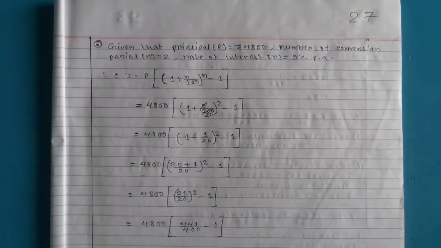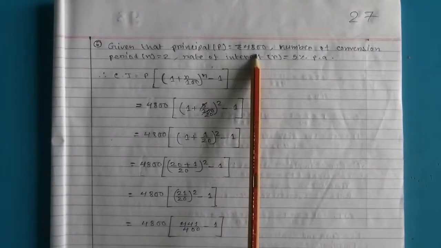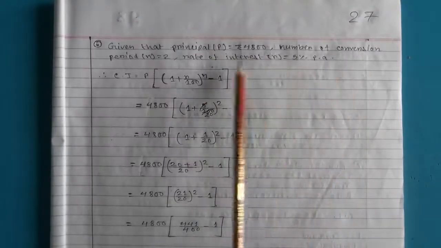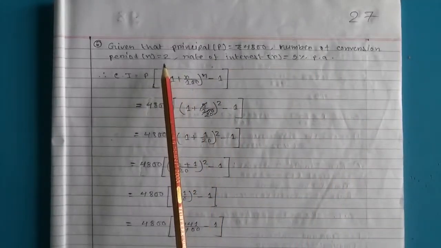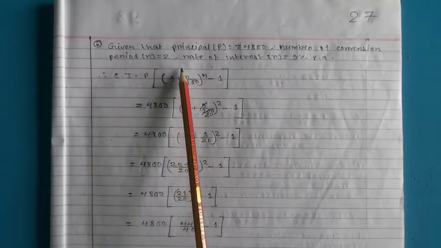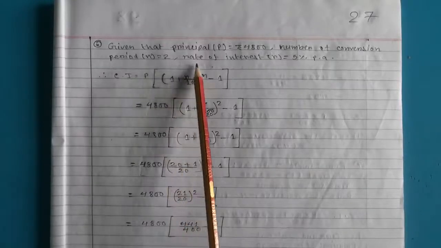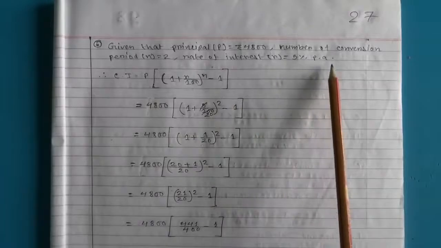Now question number 6. Find the difference between compound interest and simple interest on a sum of rupees 4,800 for 2 years at 5% per annum payable yearly. So you have to compare the difference between compound interest and simple interest. So what are the given things? Principal is given 4,800, and the number of conversion periods is 2, because 2 years is given and the interest is credited yearly. So n will be equal to 2, and rate of interest R equals 5% per annum.